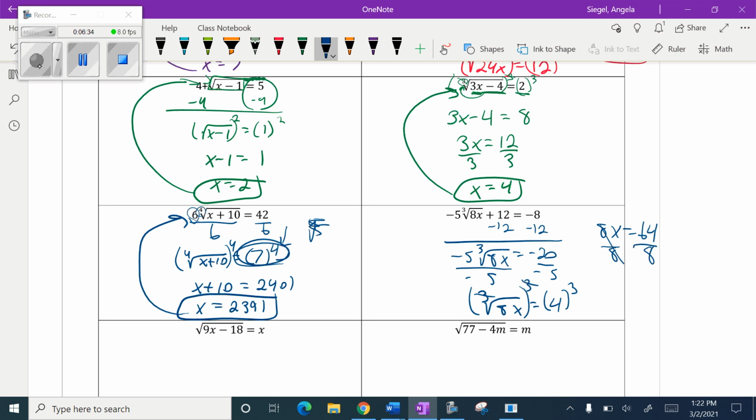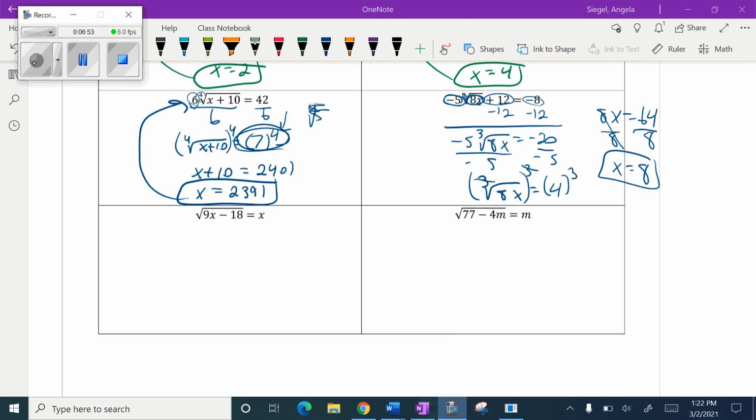Okay, so I have x equals 8. 8 times 8 is 64. The cubed root of 64 is 4. 4 times -5 is -20. -20 plus 12 is -8. So it works as well.